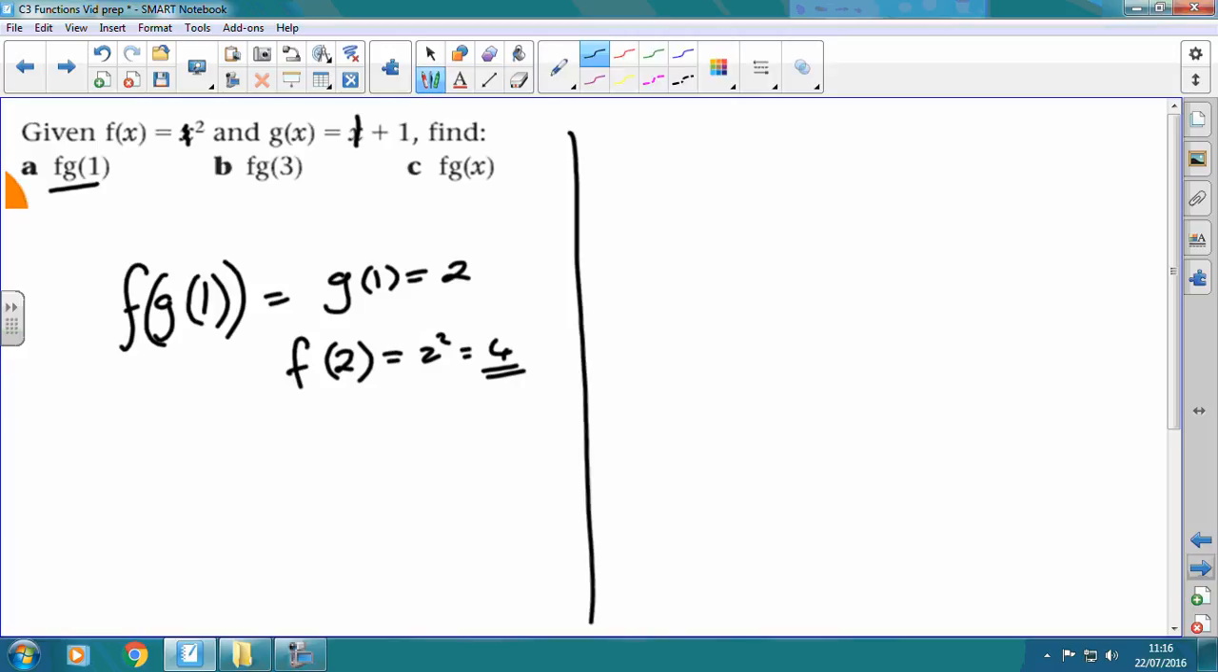Now again, let's try that again with fg of 3. So g of 3, substitute that in, equals 4. And then f of 4 equals, what's this, 16. So again, you put the number into the function that's nearest to it, and then put the answer of that into the furthest away one.